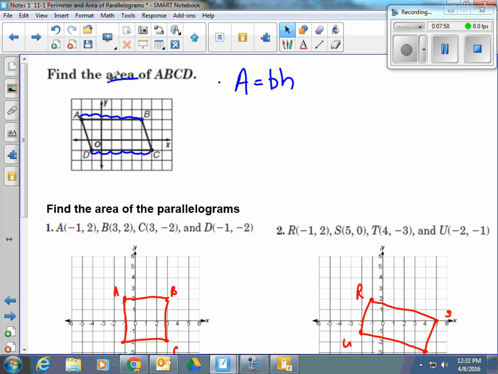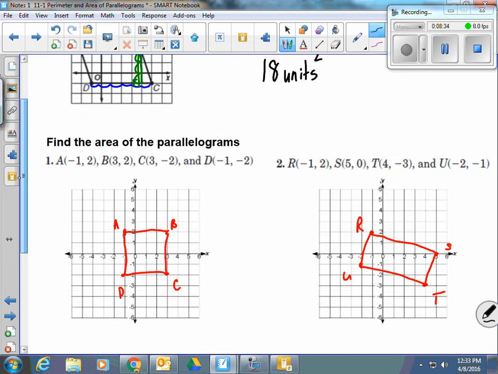Remember, the height has to form 90 degrees. It has to be that altitude. So it's going to go through a vertex, go straight down and form 90 degrees. This length would be 1, 2, 3. So my base was 6 and my height was 3. So that means that it's 18. Now they didn't tell us inches or feet, so that's going to be units squared. Units is when we aren't sure exactly what unit they're using, whether inches or feet or centimeters.